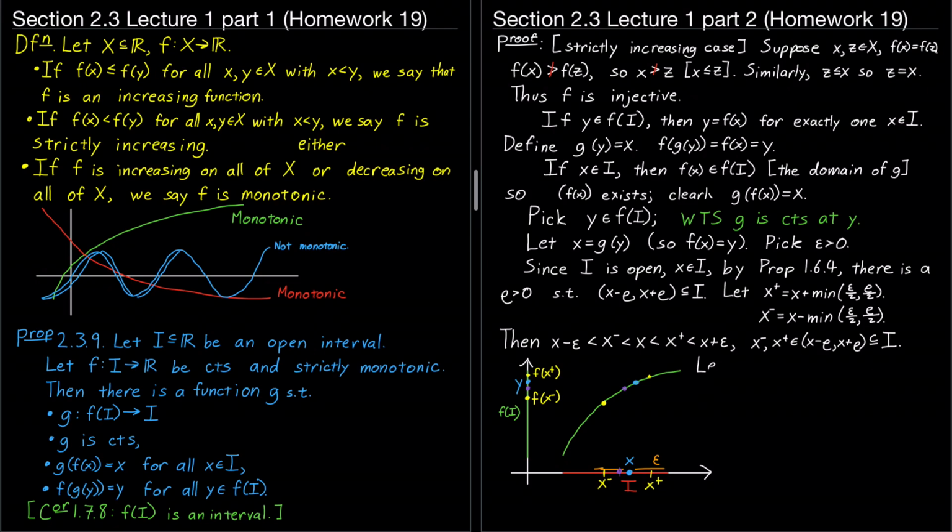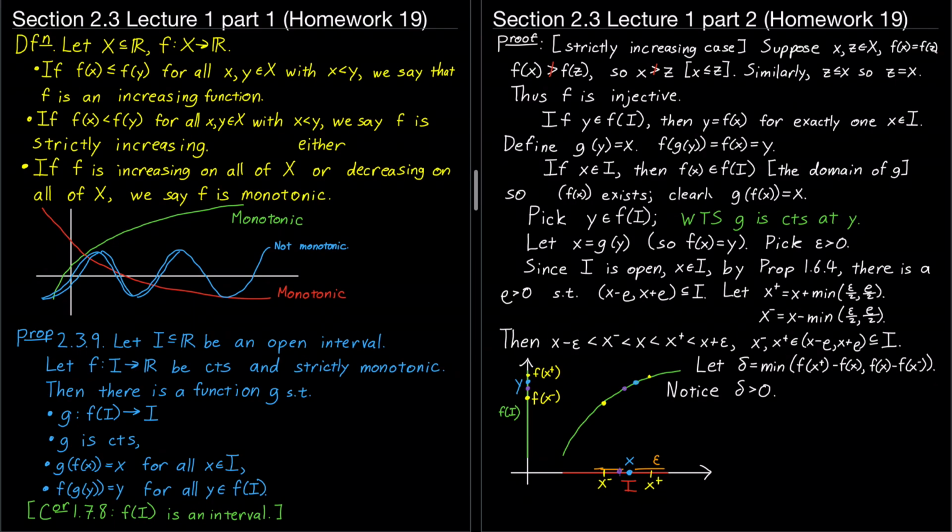So let's write this out rigorously. Let's let delta be whichever is smaller: f of x plus minus f of x, and f of x minus f of x minus. And then notice two things. The first is that f is strictly increasing, x plus is strictly greater than x, so f of x plus minus f of x is positive. Same thing for f of x minus f of x minus. Notice that delta is positive.